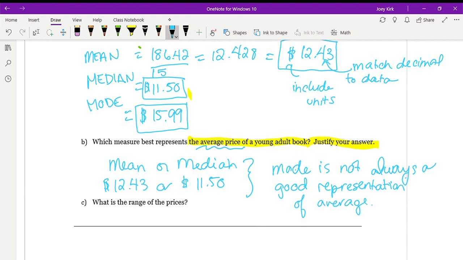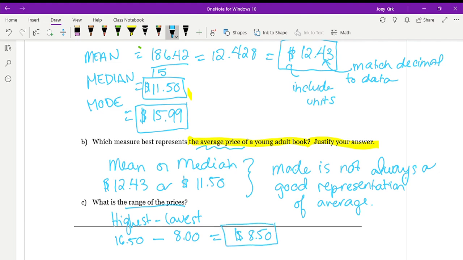Okay, now they want the range of prices. So the range, we're going to take the highest minus the lowest, right? So we're going to take the highest, which is $16.50, minus the lowest price, which is $8. And our range is going to be $8.50. So there's an $8.50 spread between the highest and the lowest cost of a book at this store.